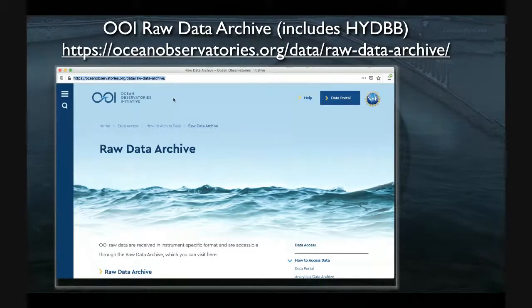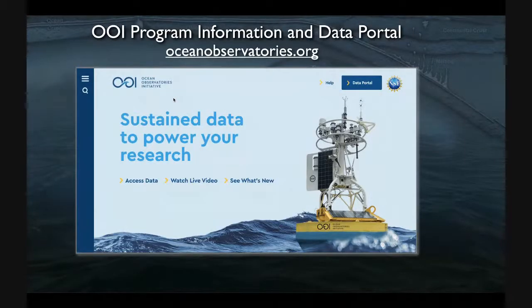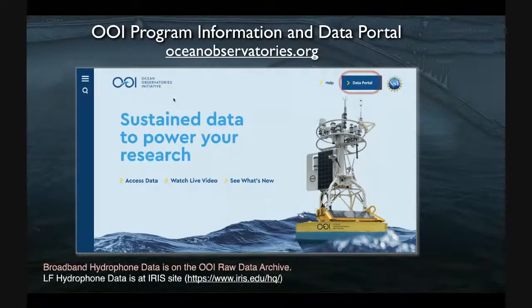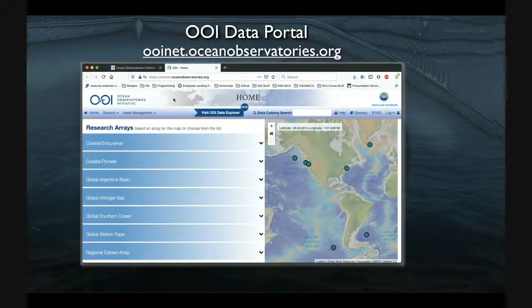So I'm going to show you a quick way to go directly to the raw data archive where the broadband hydrophone data is. The best way to do this is to go to the website, oceanobservatories.org, and select Data Portal. It'll go to this page here, which is basically the data portal for all of OOI data. You can look at other data through here also, but I'm just going to show you how to get to the hydrophone data.